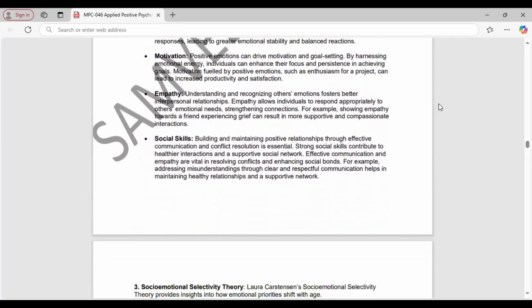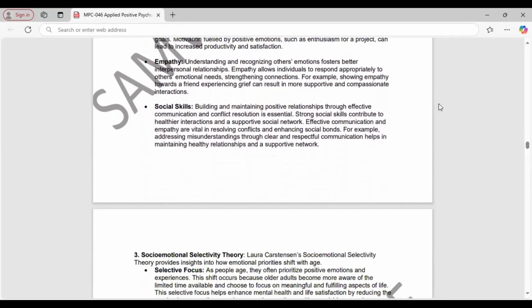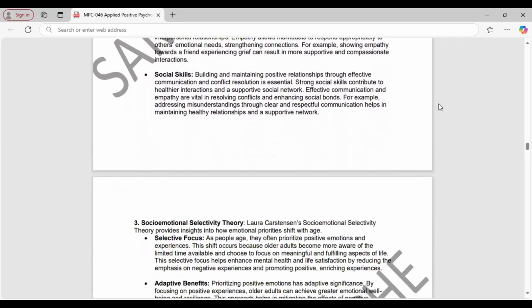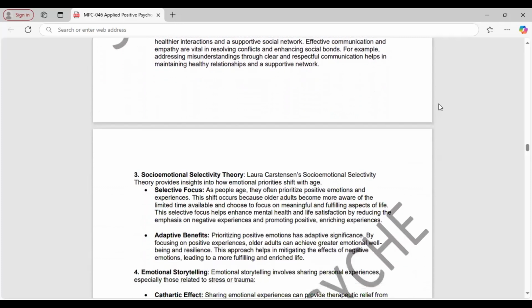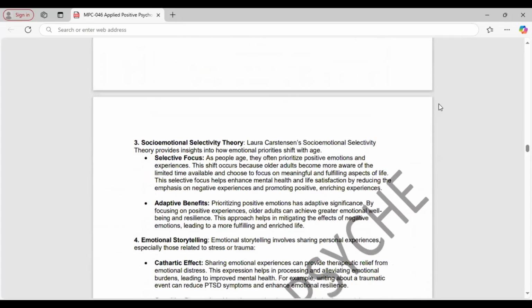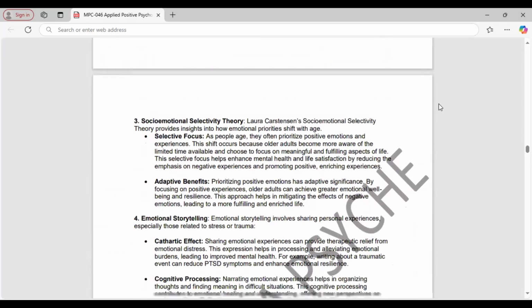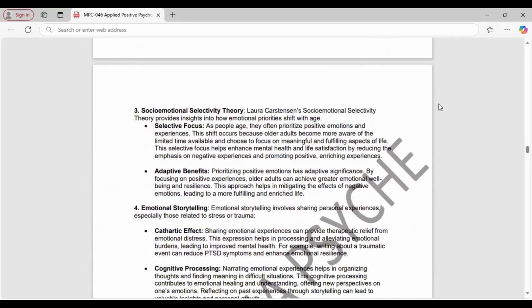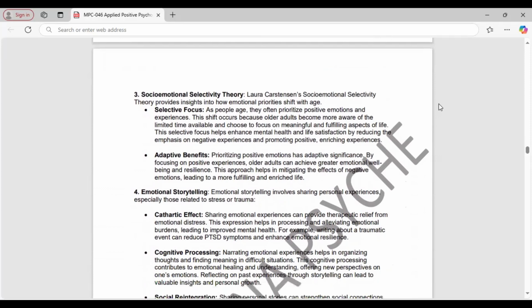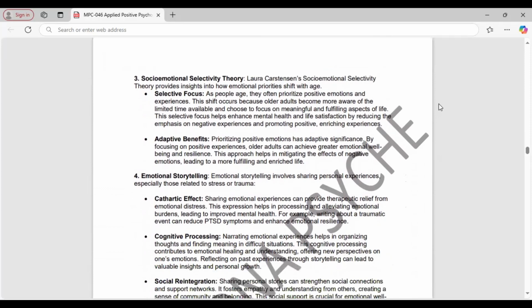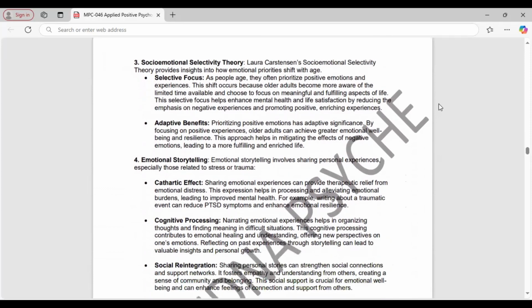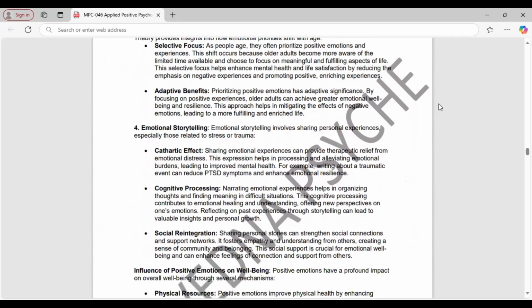Socio-emotional selectivity theory. Proposed by Laura Carstensen, this theory explains how emotional priorities change with age. It includes selective focus. Older adults tend to prioritize positive emotions and experiences, becoming more aware of their time limitations. This shift enhances mental health by promoting meaningful life experiences. Adaptive benefits. Focusing on positive experiences can lead to greater emotional resilience and well being.